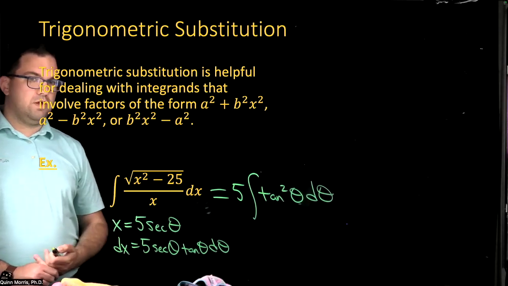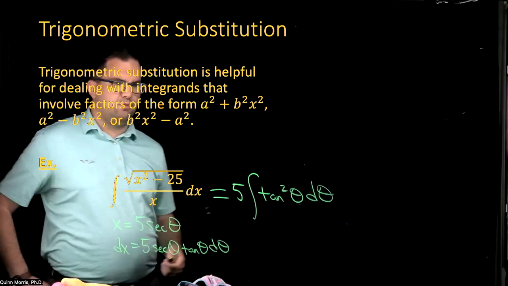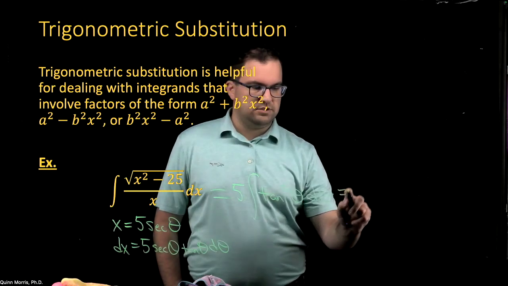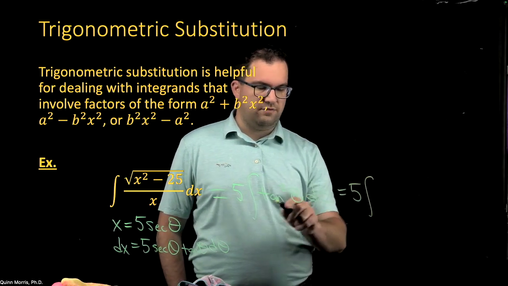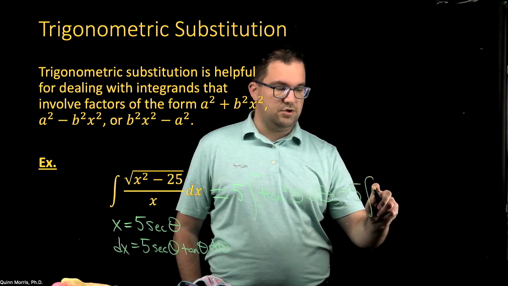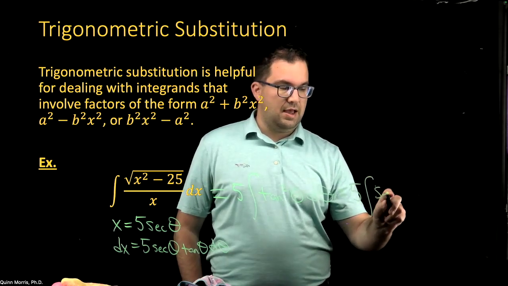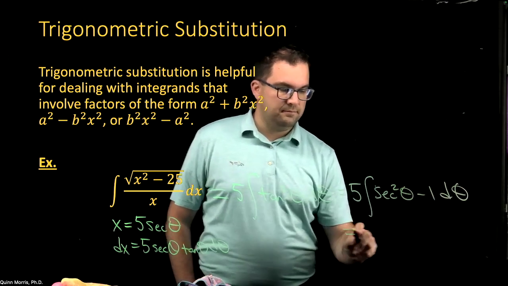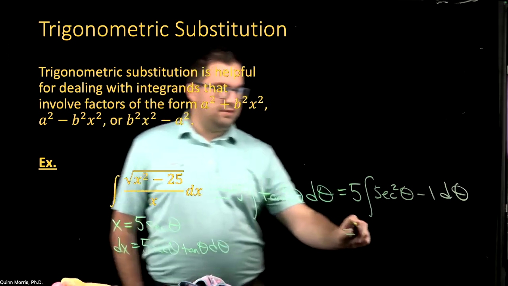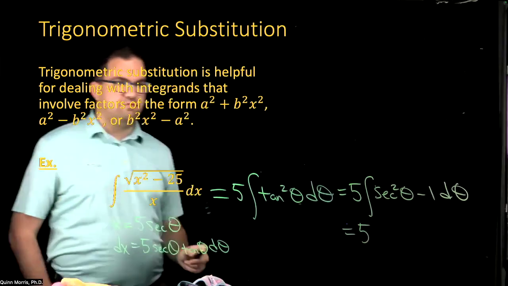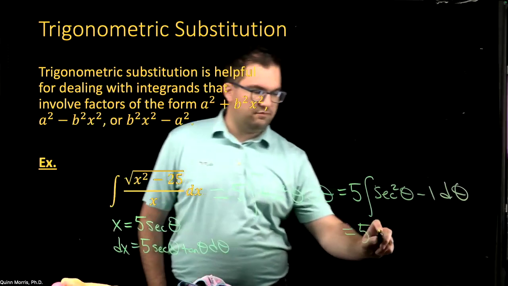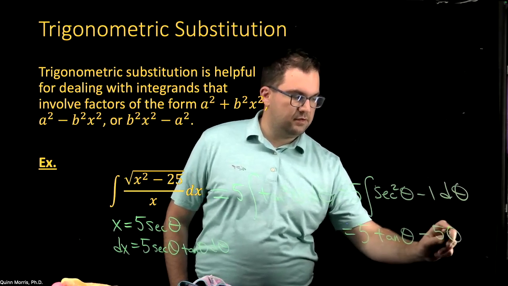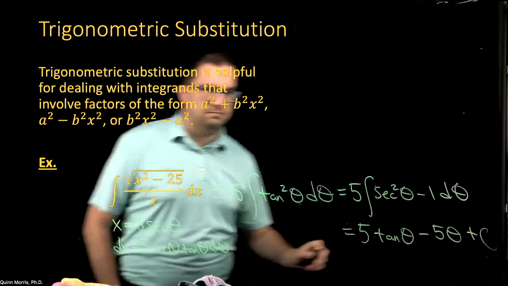Now, we won't go all the way to the end here, but you might wonder, how on earth do I integrate tangent squared theta? Well, there's actually a nice little clever trick here. If I just rewrite tangent squared theta using the Pythagorean identity as secant squared theta minus 1 d theta, then what happens is I know the antiderivative of secant squared. Secant squared is the derivative of tangent. So this is 5 tangent theta minus 5 theta plus c.